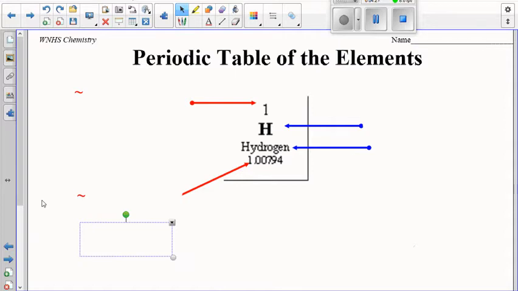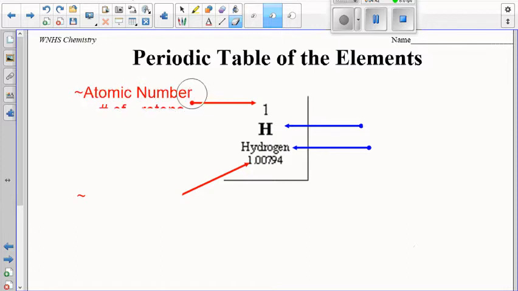All right. Now let's talk about what is on your periodic table. So this is the picture taken from the top left-hand corner of your periodic table. If you take a look at it, you see the little H up there. That's the same picture. All right. So the number at the top, that is the atomic number. We'll talk about what that means here shortly.